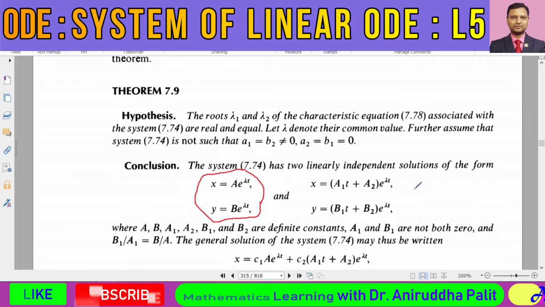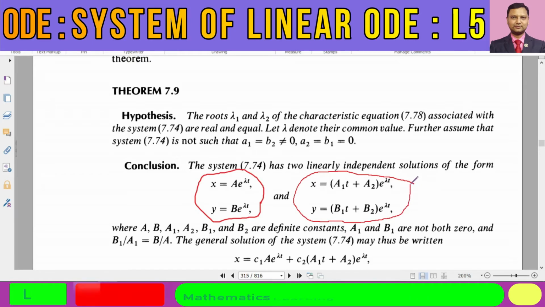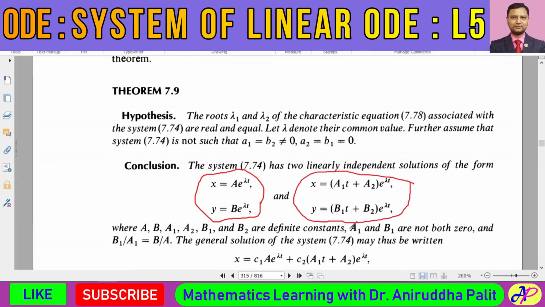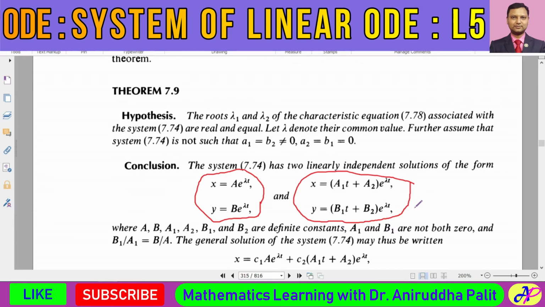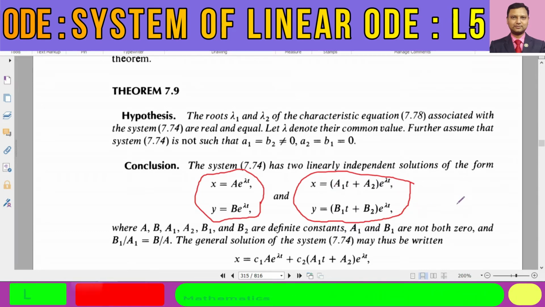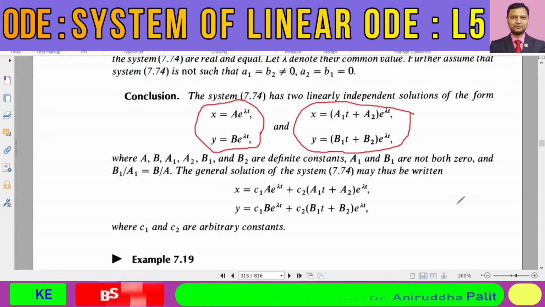This is one set of solution, and another set of solution would be like this: x is equal to a1 t plus a2 into e to the power of lambda t, and y is equal to b1 t plus b2 into e to the power of lambda t. Now, how can we compute this capital A, capital B, and then this a1, a2, b1, b2? Okay, we will have to show this result by an example.